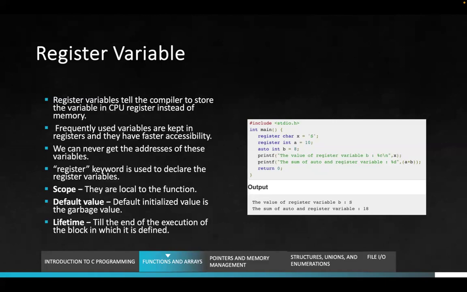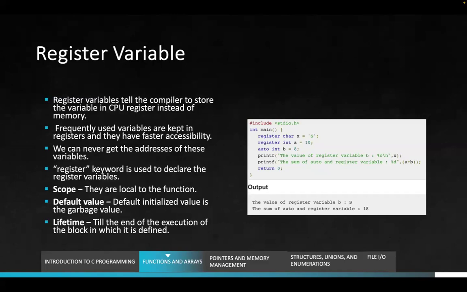Why? Because if it is local to the function, then it executes faster. Default values are always initialized with garbage value. The lifetime of it is till the end of the code block only, wherever it is defined. Once it is outside, then it won't. The example of it is the main function.